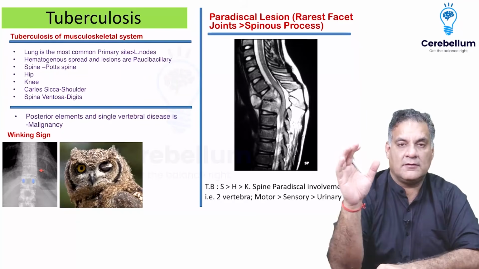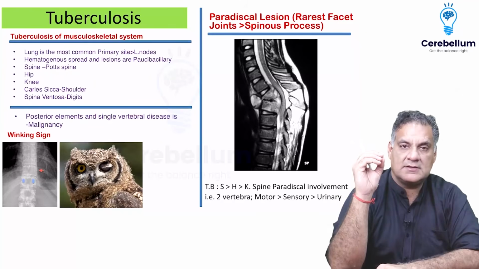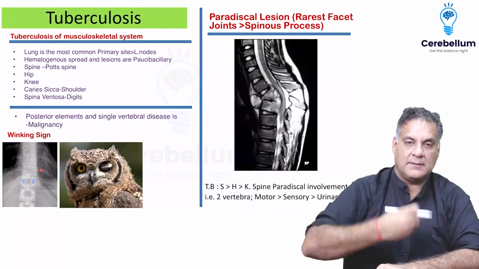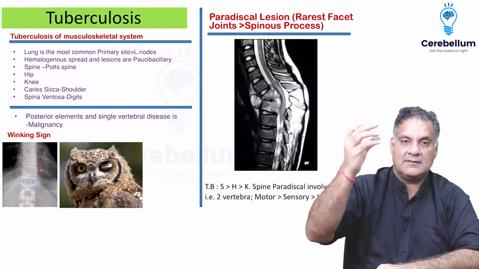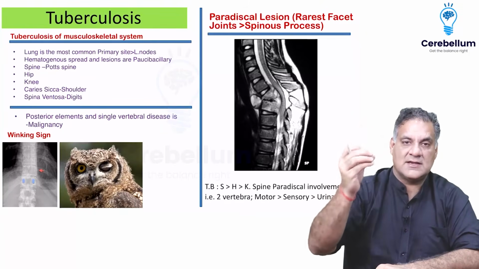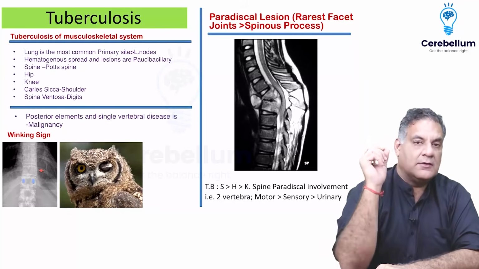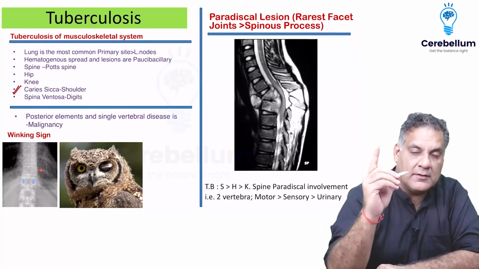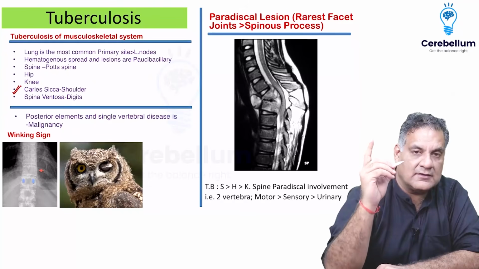When I look at order of involvement, S, H, K: spine, hip, then knee. Because it comes from lungs, so spine, then hip, then knee. SRK, Shah Rukh Khan, SHK, spine, hip, knee. That's how you remember. Tuberculosis of shoulder is dry, called as caries sicca. Tuberculosis of the fingers, right, is called as spina ventosa.